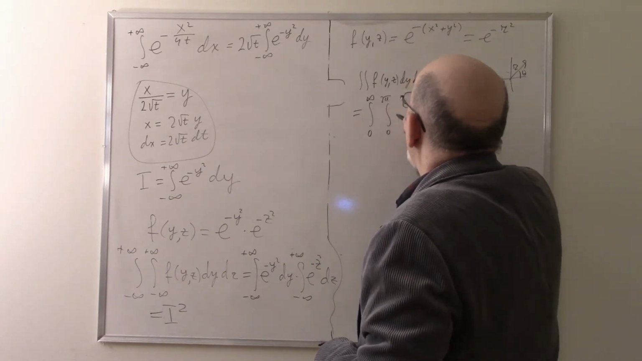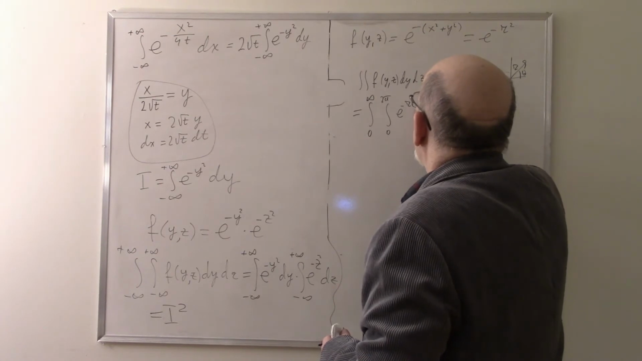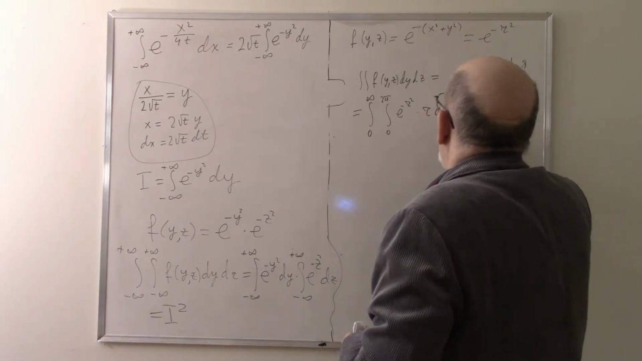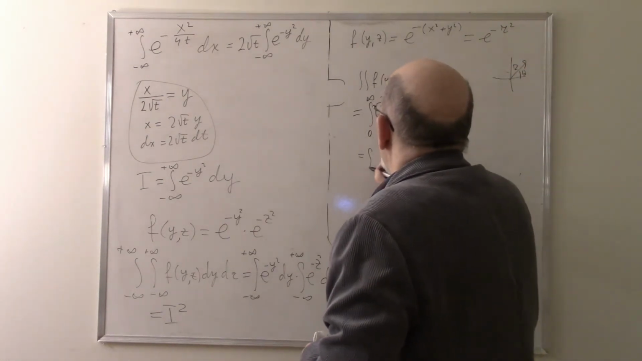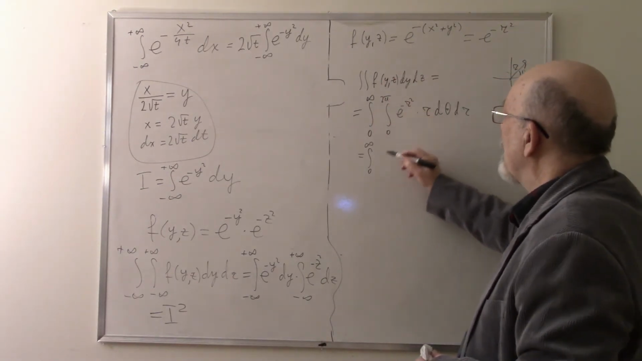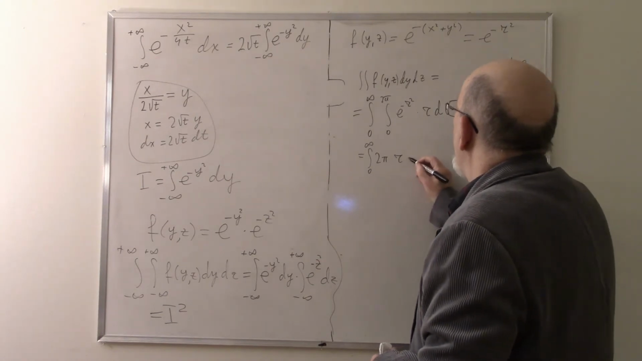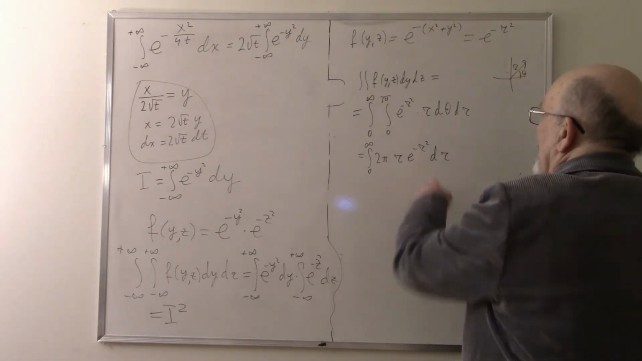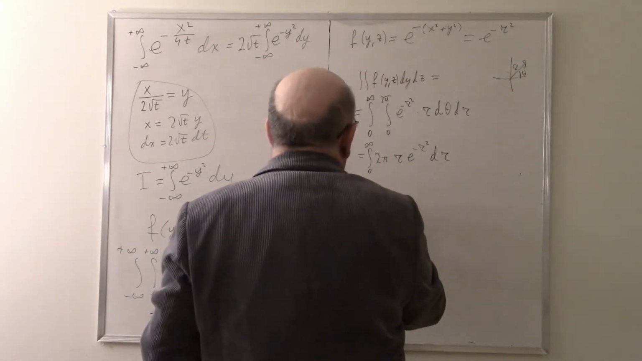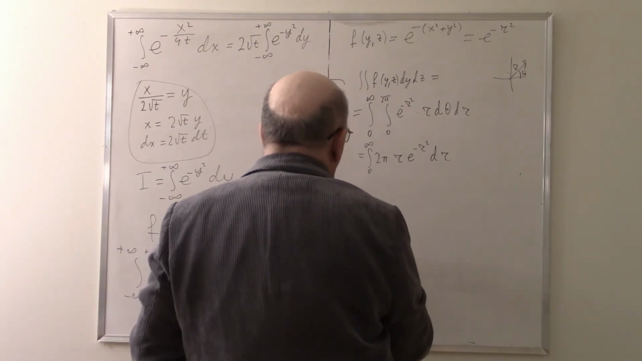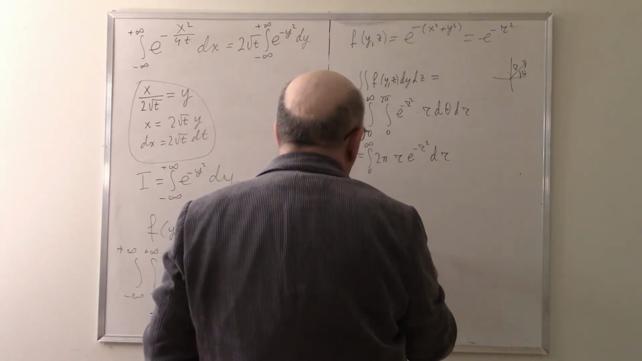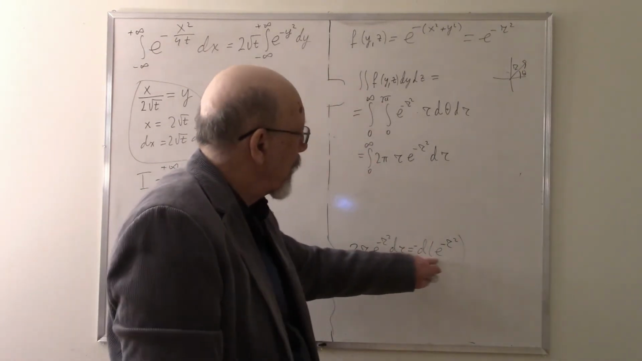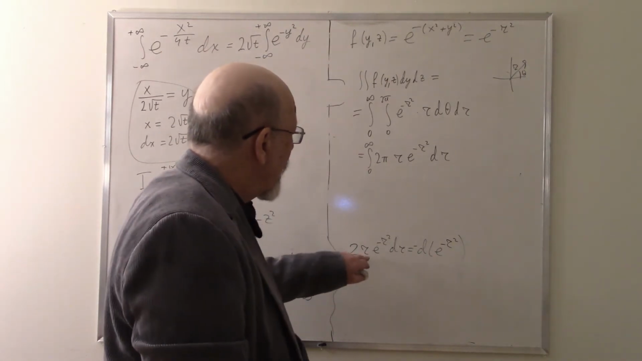Integral from 0 to 2 pi of e to the minus r square times r d theta dr. Now we integrate over theta, and this equals the integral from 0 to infinity. This integration gives us 2 pi r e to the minus r square dr. Now this integral: 2r e to the minus r square dr equals d of e to the minus r square with a minus sign. Yes, if you differentiate e to the minus r square, you have this factor 2r.